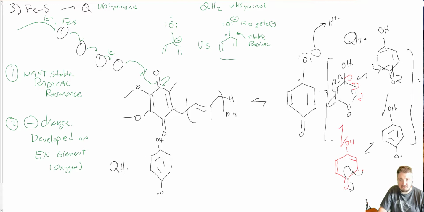Again, I've left off the side chains and all that stuff here. Just keep in mind that that's still happening. Now, we're going to get a second electron coming down the relay. And that's just going to pair up with that oxygen and give it a negative charge.